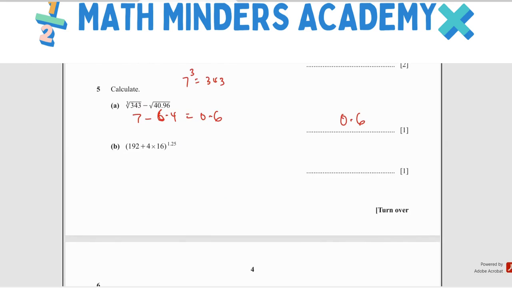The B part of this question, of course, here is also calculator work. So this is 192 plus, for this is 64 raised to power 1.25.